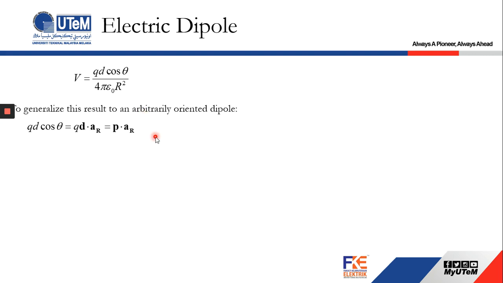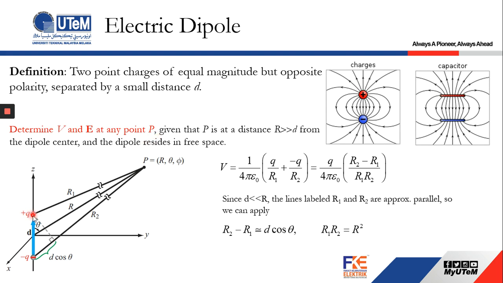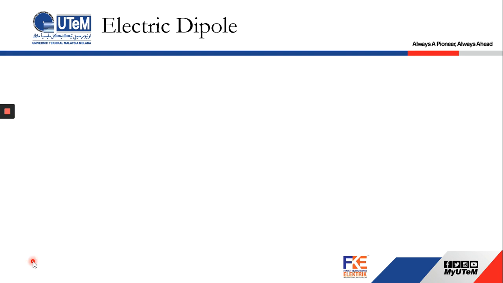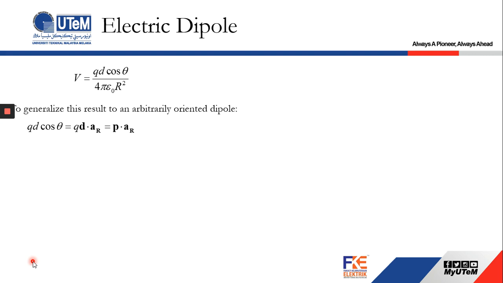To generalize this result to an arbitrarily oriented dipole, that means in the previous example we put the dipole on the z-axis. But in actual fact, when we want to analyze, the dipole might not be on the z-axis. It might be on the x-axis, on the y-axis, or it may be in between. So we need to define an arbitrary equation that can represent any type of dipole configuration.